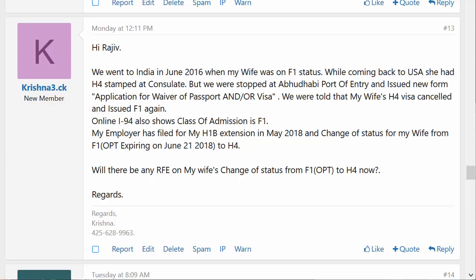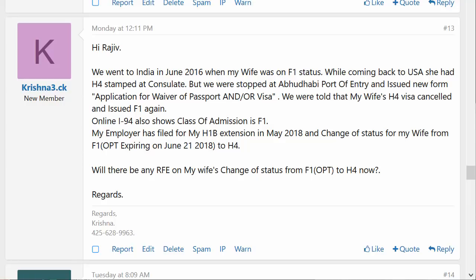Okay. And in India, we went for my H1 stamping and my wife's H4 stamping. And at the port of entry, they told us that you cannot enter on H4, you should have an F1 visa. Was she still going to school? She's already completed. They can't. That was an illegal act. I don't see how they can do that.